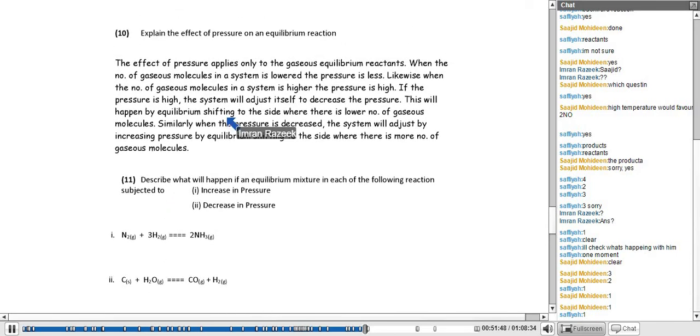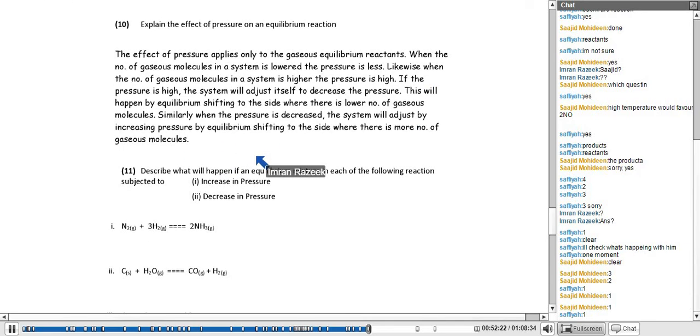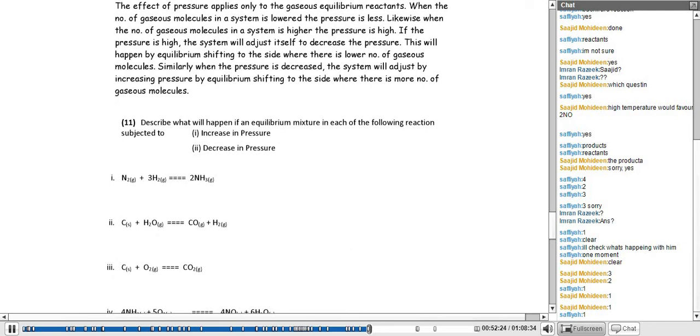The effect of pressure applies only to gaseous equilibrium reactants. Increasing the pressure shifts the equilibrium to the side where there is a higher number of gaseous molecules. What you should do is try this question now, like I did before. Count the number of gaseous molecules, write on top P high, P low, and write Roman number 1, or just write A. Increased pressure will favor products.